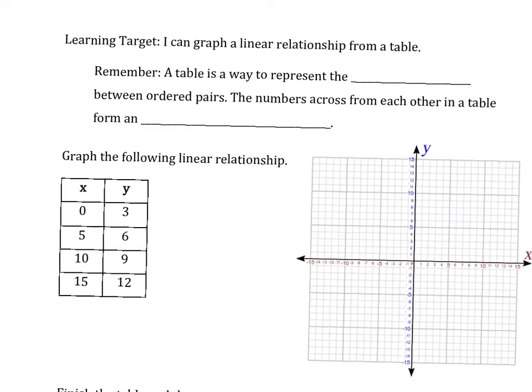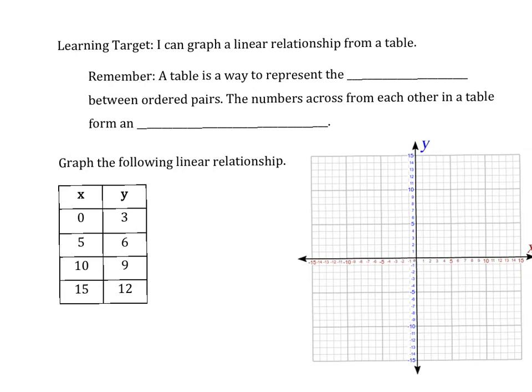Our learning target for today is, I can graph a linear relationship from a table. So remember that a table is a way to represent the relationship between ordered pairs. The numbers across from each other in a table form an ordered pair. Okay, so we are going to graph the following linear relationship that we see in this table here on our coordinate grid. So we can just plot all of the ordered pairs.